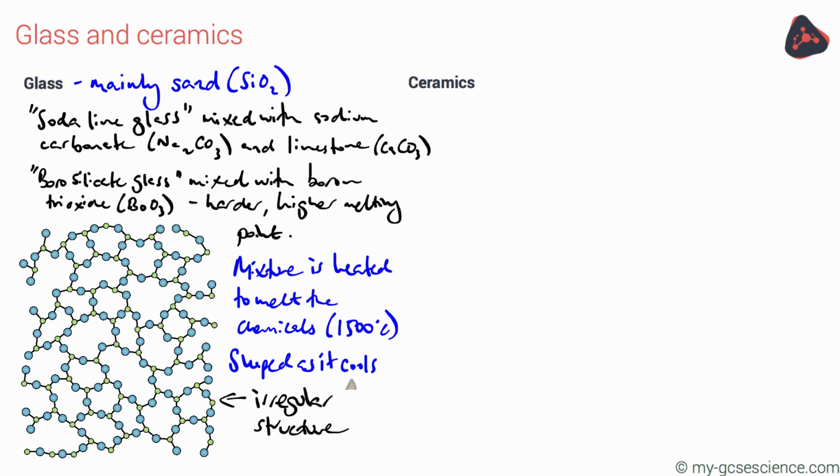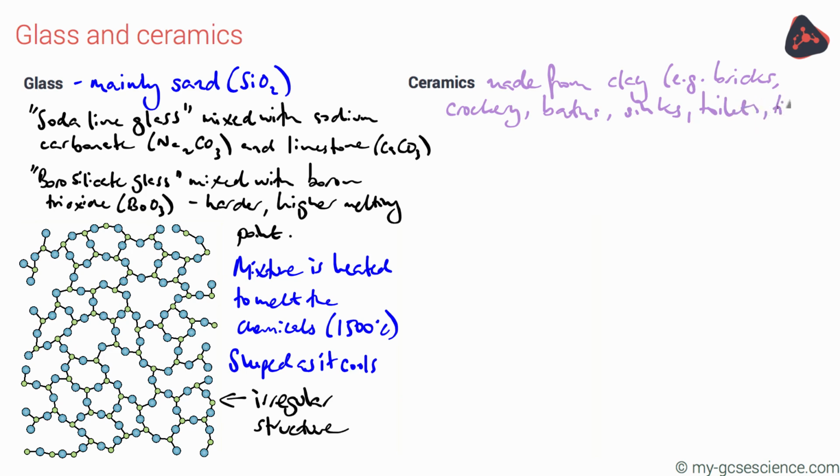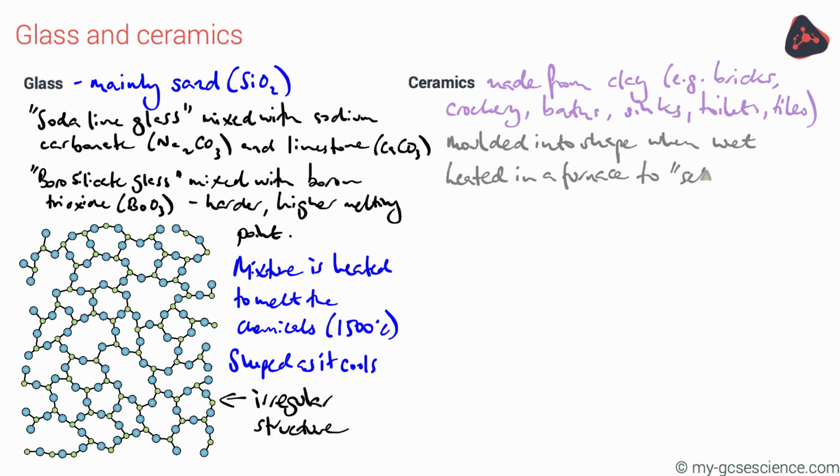In many ways, ceramics are similar to glass, the main difference being that glass is transparent and ceramics aren't. Ceramics are normally made from clay, and this includes things like bricks, crockery, like your bowls and plates, baths, sinks, toilets, and tiles. To make ceramics, the clay is moulded into shape when it's wet, and then it's heated to a high temperature in a furnace to set the objects into their final shapes. The properties of ceramics come from their unique structure.